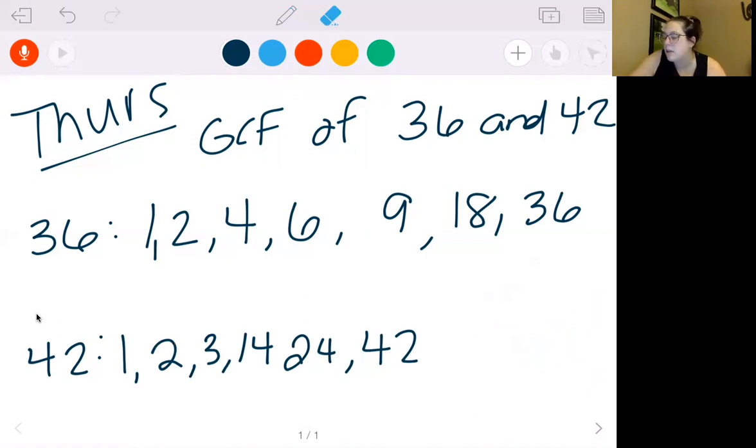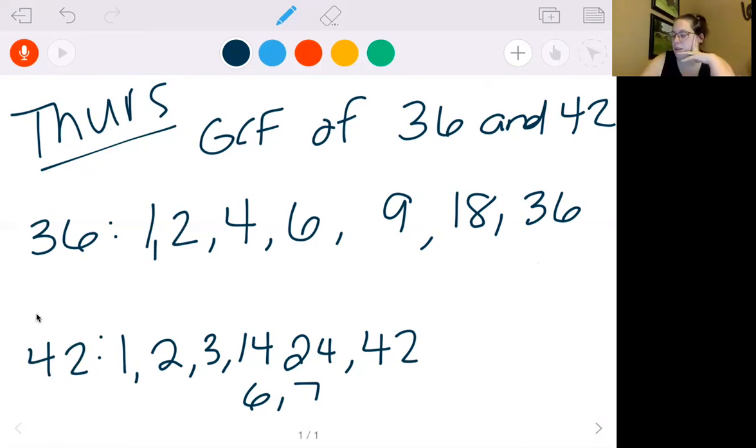6 times 7 equals 42. 8 times something doesn't equal 42. 9 times something doesn't equal 42. We're about as high as we can go here. So what you're thinking is what two numbers make 42, which pairs.